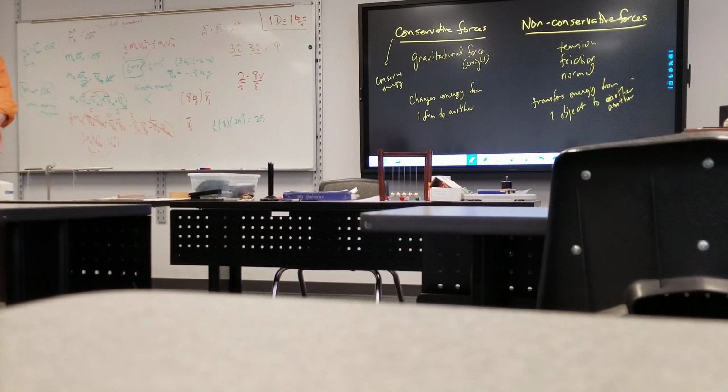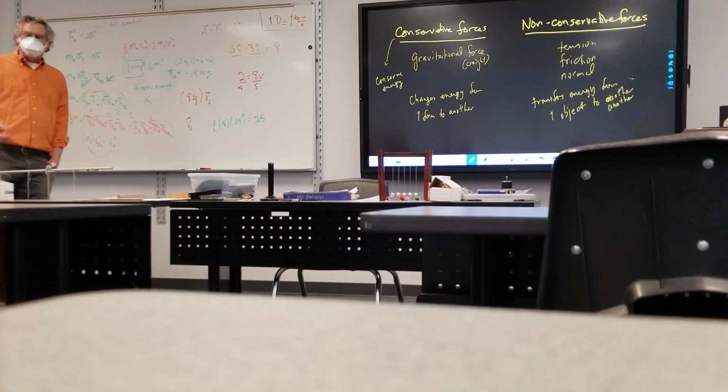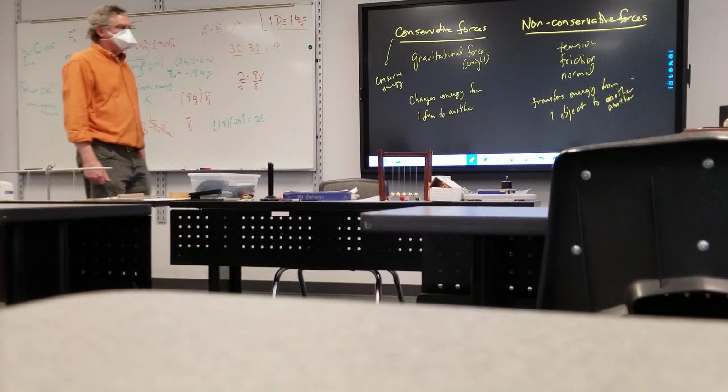So when I pushed on the box, I applied a normal force. It's a non-conservative force. I transferred the energy from my hand into the box. It slid for a bit, it stopped. Friction, a non-conservative force, took the energy from the box and it transferred it into the table. And the table heated up a little bit.